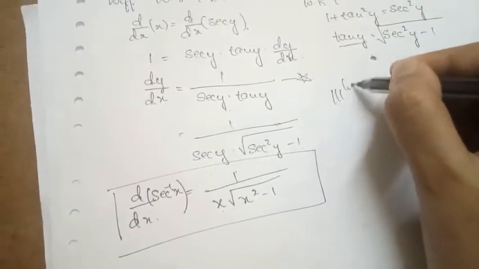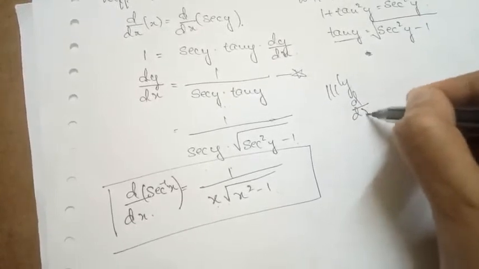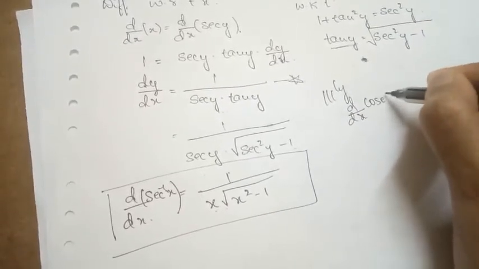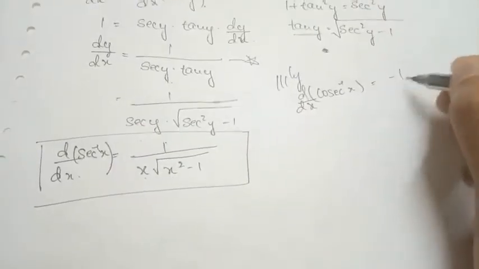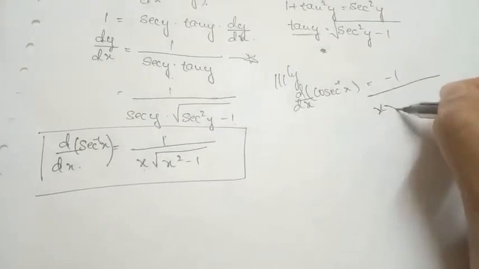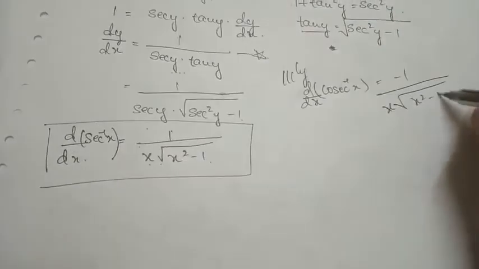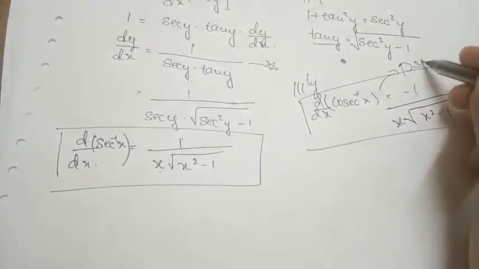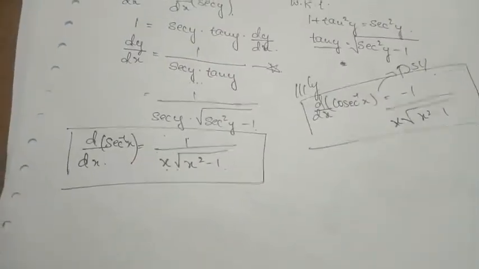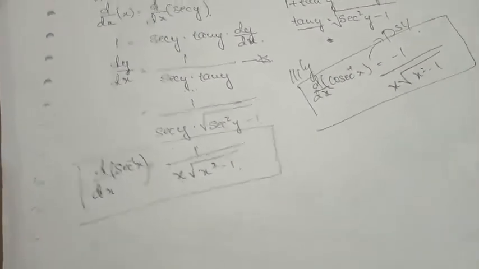Similarly, you can find the derivative of cosecant inverse of x, which is equal to minus 1 divided by x into the square root of x square minus 1. This is a do it by yourself part, so you need to verify or find the derivative of cosecant inverse.